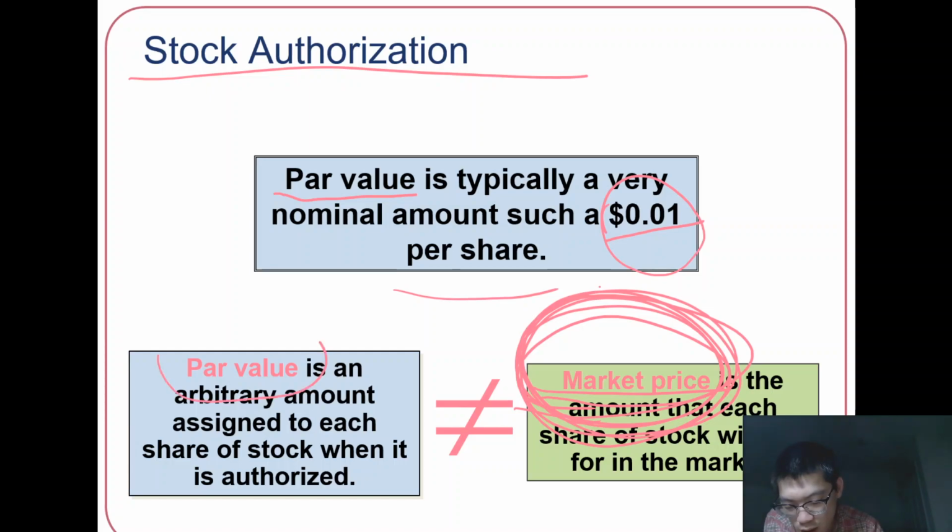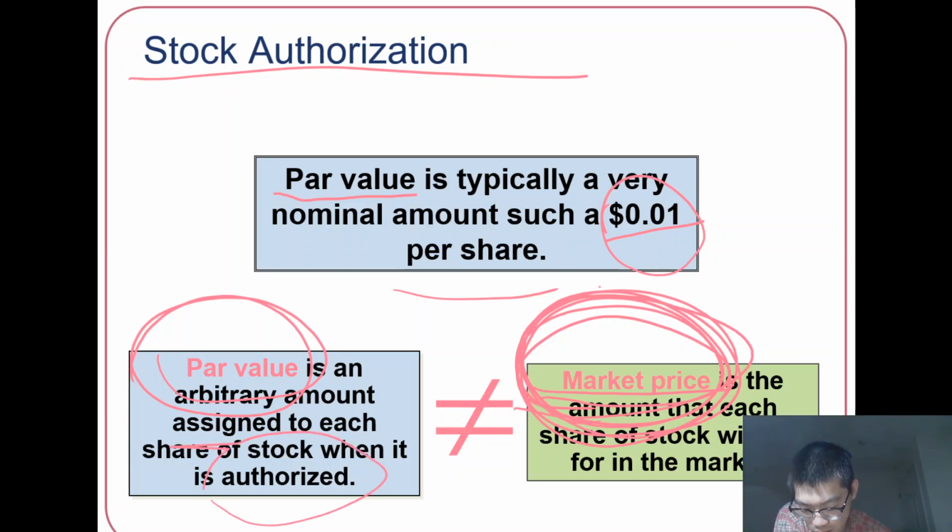The par value is an arbitrary amount assigned to each share of stock when it's authorized, okay? When it's authorized. And this is only for accounting purposes for us in this chapter and in this course, for us to record journal entries when we issue stock, okay? When we issue stock. All right.